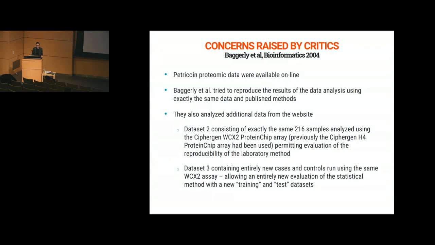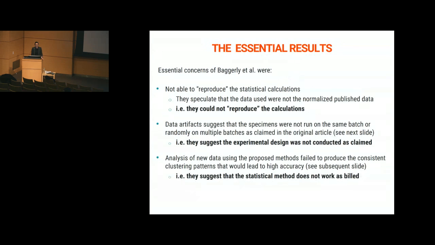They used the same exact data set, and they also analyzed additional data from the website, a data set that consisted of exactly the same 216 samples, analyzed using a different array. That would permit them to evaluate the reproducibility of the laboratory method. And another data set containing new cases and controls, using a new data set, allowing an entirely new evaluation of the statistical method with a new training and test data set.